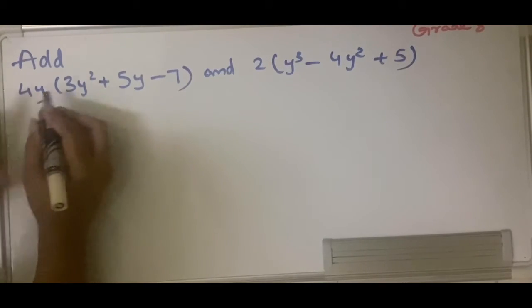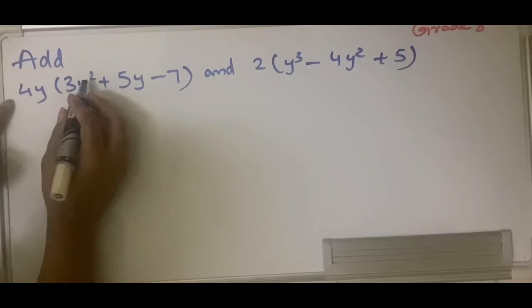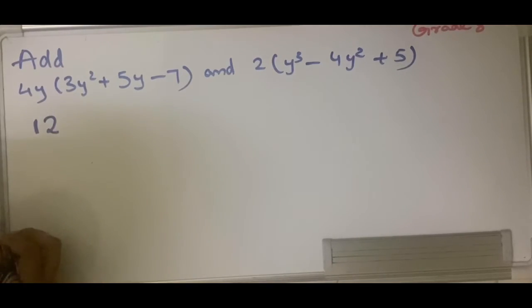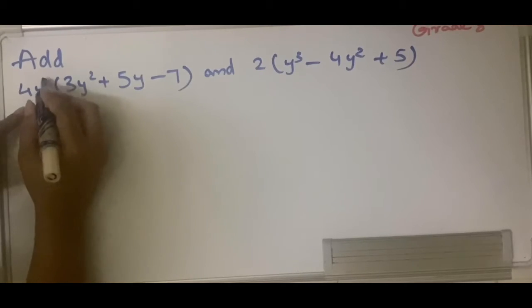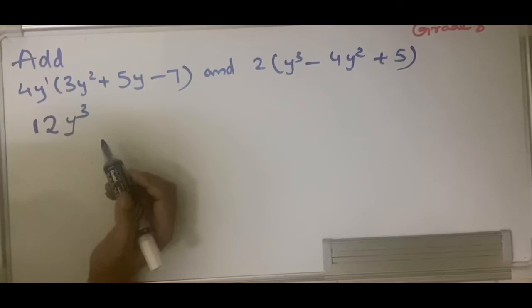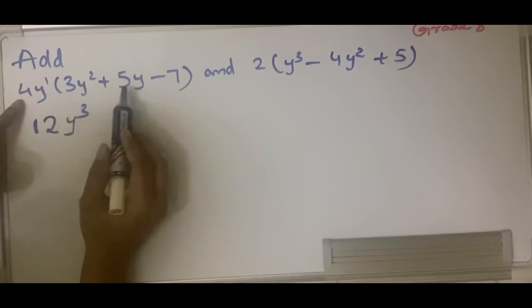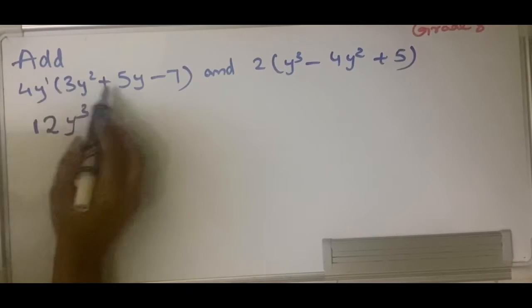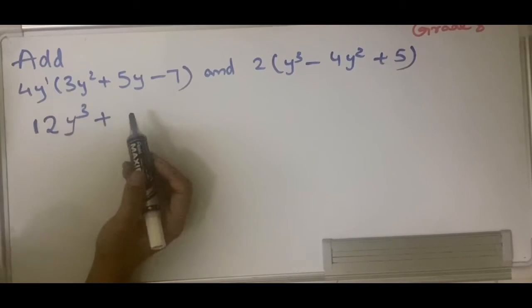So here 4y times 3y square, that is the first thing I need to do. 4 times 3 would give me 12. Y times y square would give me y raised to 3, because 1 plus 2 you get 3. Then I have 4y times 5y. So it's positive because both of them are positive. You don't have to think anything about the sign.